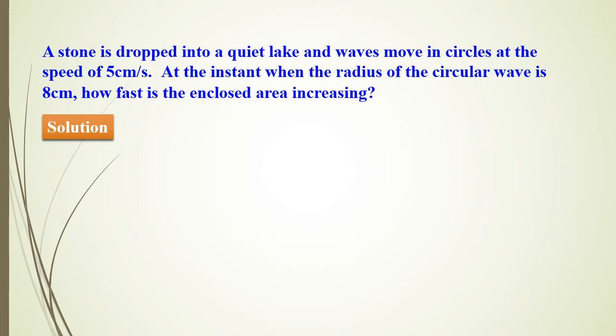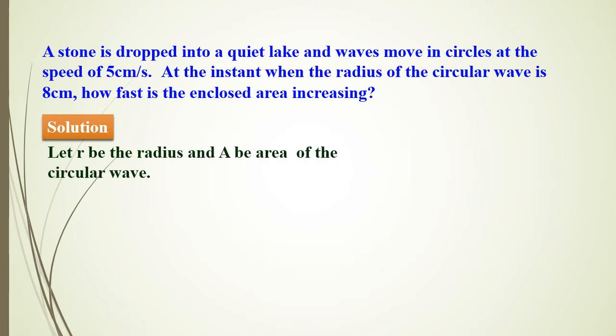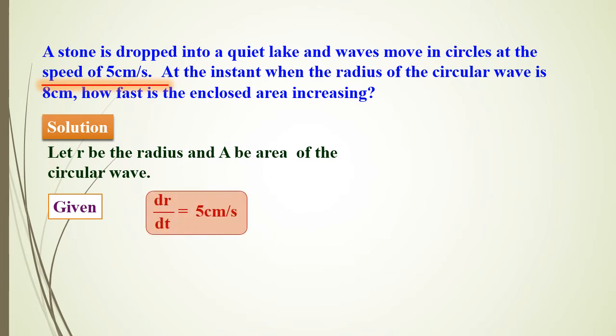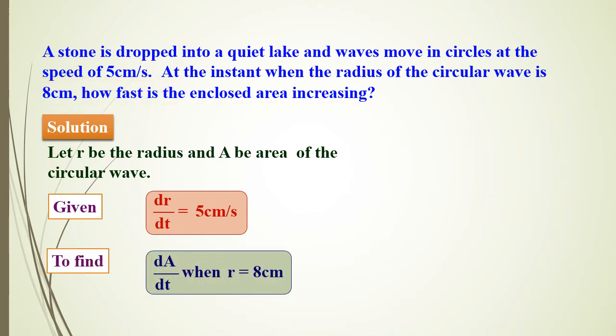Clearly given in the question, r is the radius and A is the area of the circular wave. When the radius changes with respect to time, it can be written as dr by dt equal to 5 centimeters per second. The radius is clearly given as 8 centimeters. When we find the enclosed area of the circular wave with respect to time, it can be written as dA by dt equal to question mark. That is what we need to find.